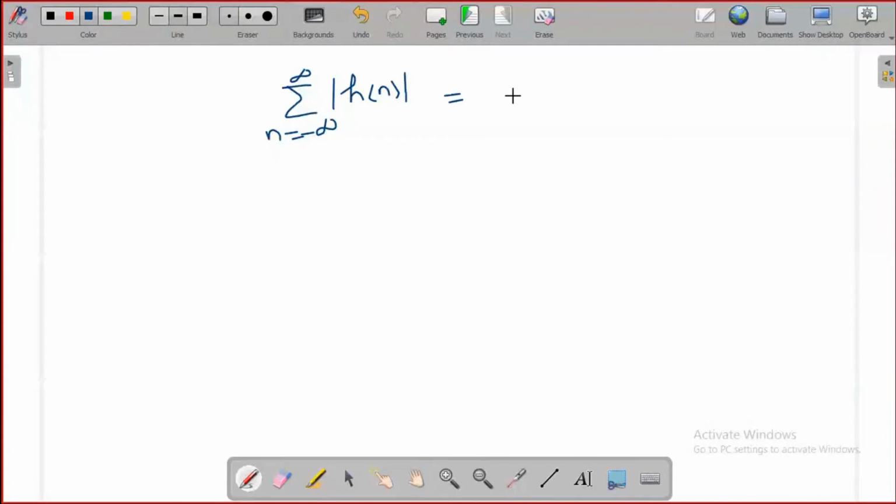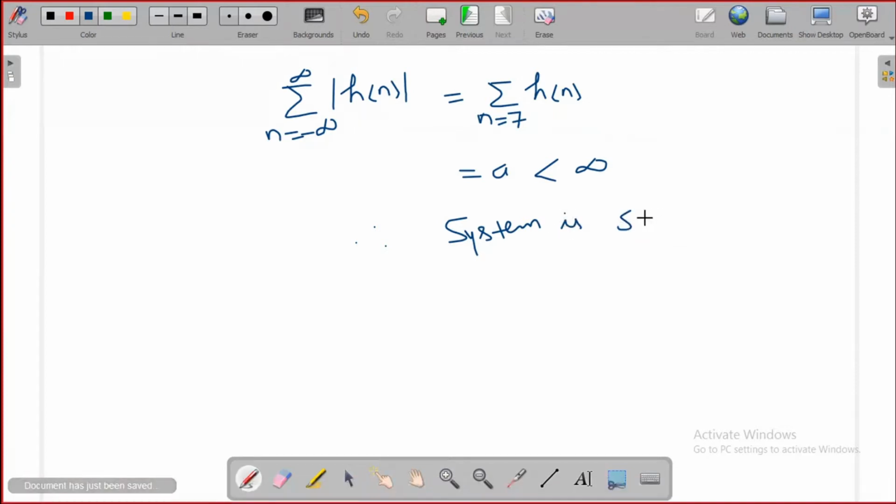The summation has its value only at n equal to 7. The response is 0 elsewhere; it exists only at one time instant, and its value is a, which is less than infinity. Therefore the system is stable.